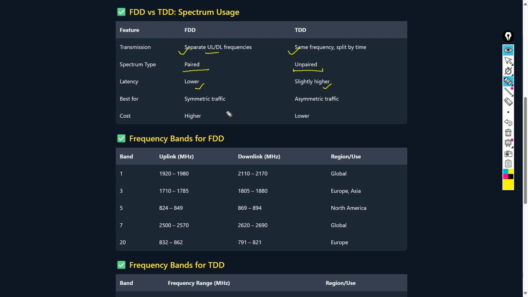Best for symmetric traffic. Yes, of course, we'll understand what symmetric traffic or asymmetric traffic is. But for now, we are parking it, and we will discuss it when we discuss resource blocks and their allocation. For now, we are understanding the spectrum.